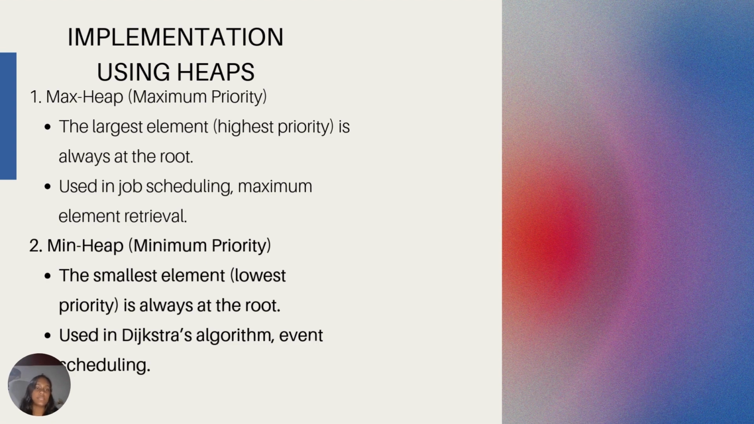Implementation using heaps. Max heap, maximum priority. The largest element, highest priority, is always at the root. Used in job scheduling and maximum element retrieval. Min heap, minimum priority. The smallest element, lowest priority, is always at the root. Used in Dijkstra's algorithm and event scheduling.